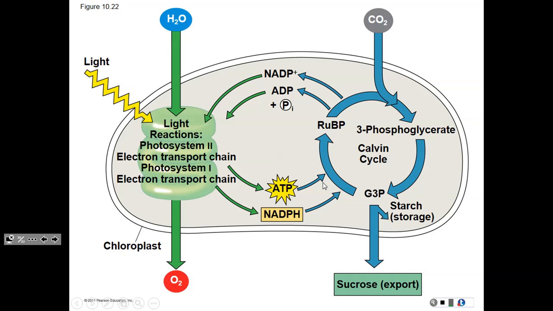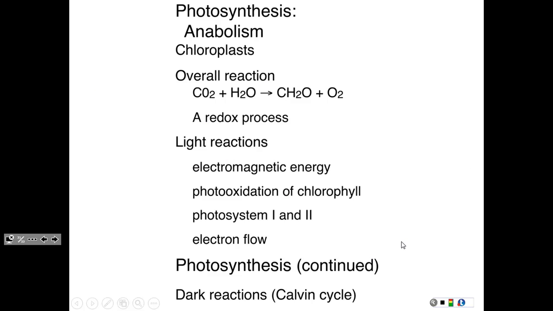So, in a nutshell, here's what's happening with photosynthesis. You got your light reactions that are making ATPs and NADPHs. You're using those ATPs and NADPHs to drive the dark reactions, and you make yourself some sugars. And that's what I wanted to tell you guys about photosynthesis.